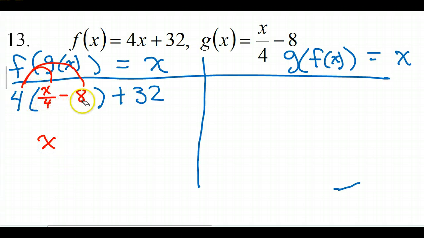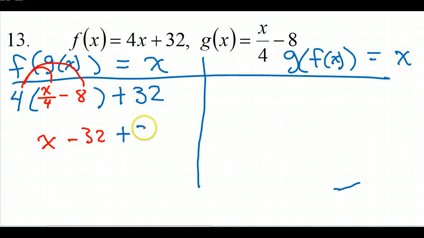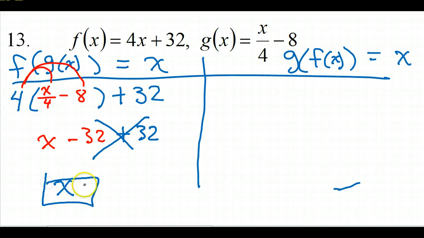Now when I do 4 times negative 8, you get negative 32. And then it's just x. Make sure you show this step. When I look at your work, I should see the original setup, and then I should see x minus 32 plus 32. And then you can cross those out, and yes, we get x. So we're halfway to proving that these are inverses. Did I lose anybody? No.